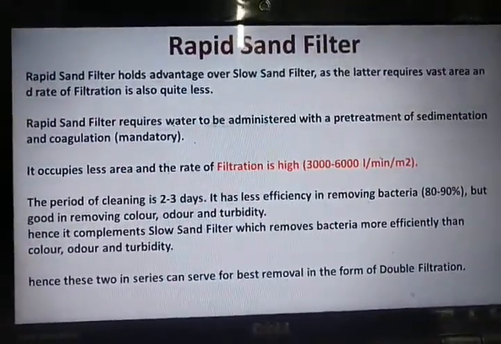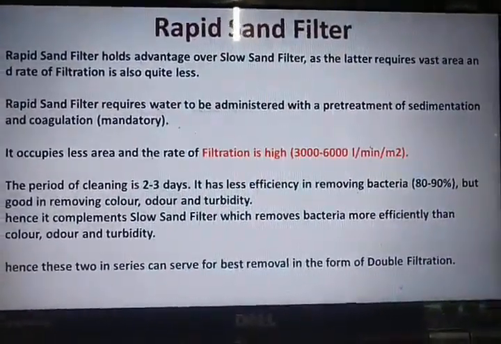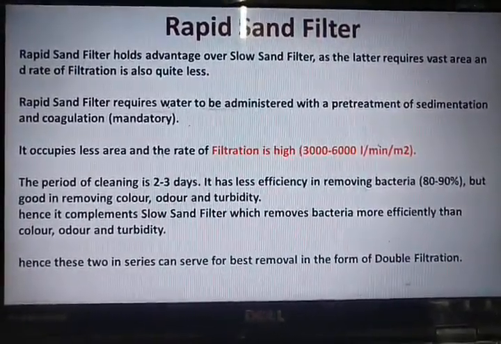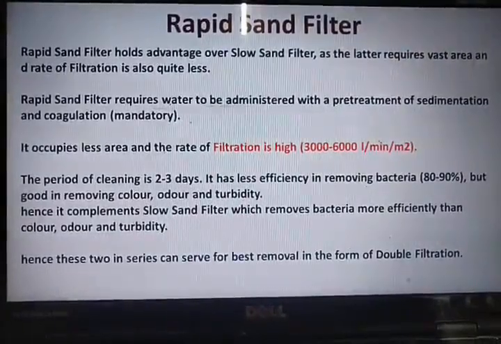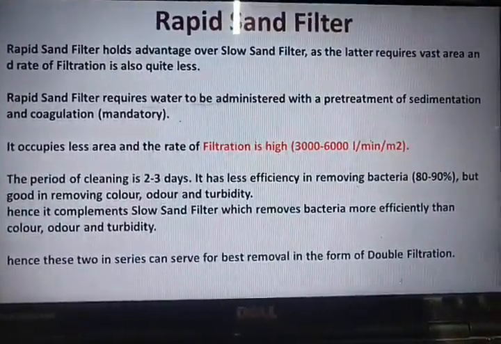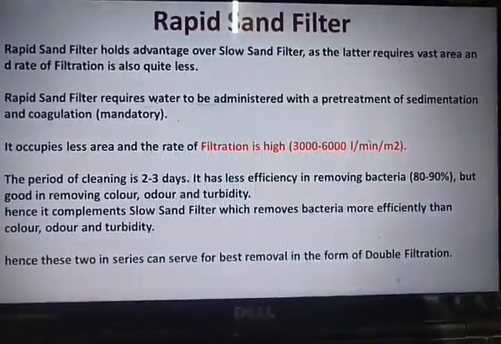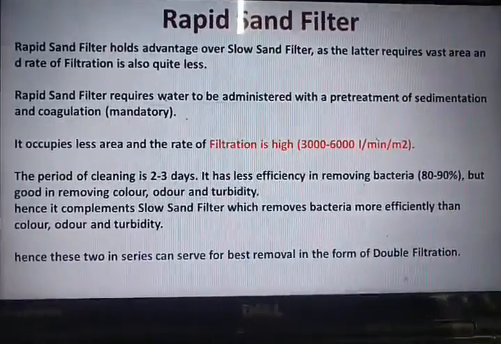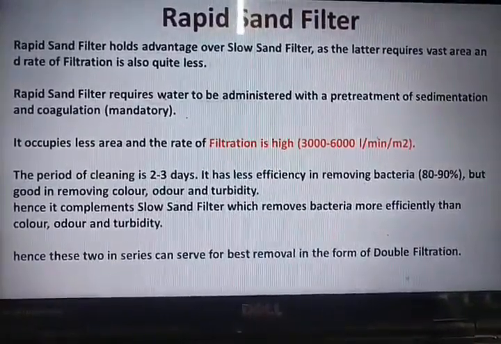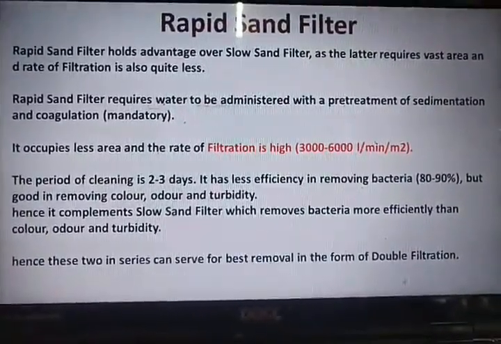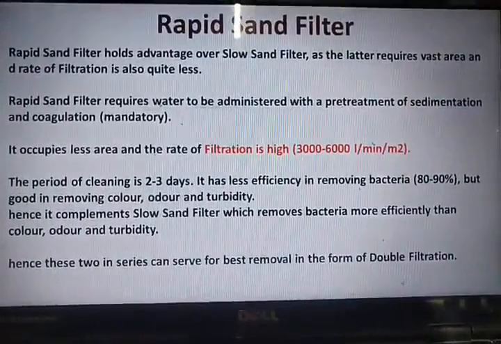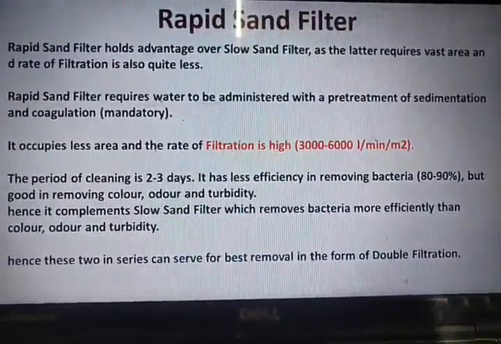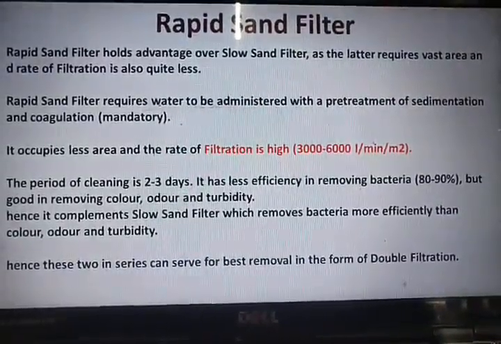Next is the rapid sand filter. In comparison with the slow sand filter, in this type the rate of filtration is relatively high, in the order of 3000 to 6000 liters per minute per meter square of filter area. Earlier in the slow sand filter the rate was in the order of 100 to 200 liters per minute per meter square. Also here the period of cleaning is short, that is 2 to 3 days.